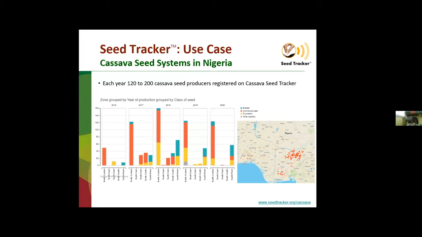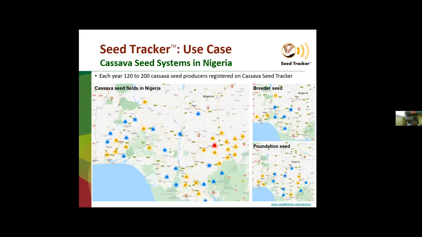As you can see, the commercial seed production is dominated in the north central zone, that is here, whereas the early generation seed production, that is breeder and foundation seed, is mainly in the southwest zone. This slide demonstrates the landscape of cassava seed production in Nigeria since 2016.